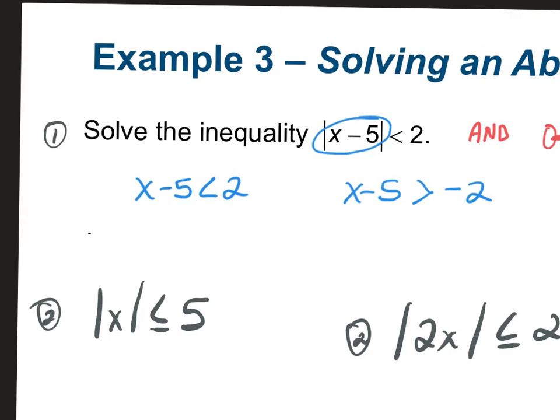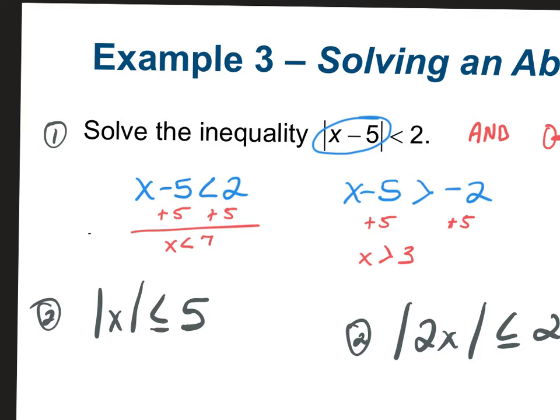So now as we go through to solve, I'm going to add 5 to both sides. I get x is less than 7. And then I'm going to add 5 to both sides here. And I get x is greater than what? 3. All right.